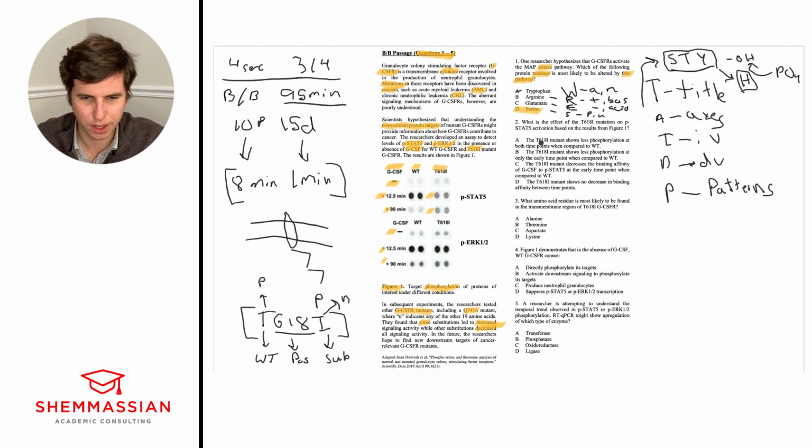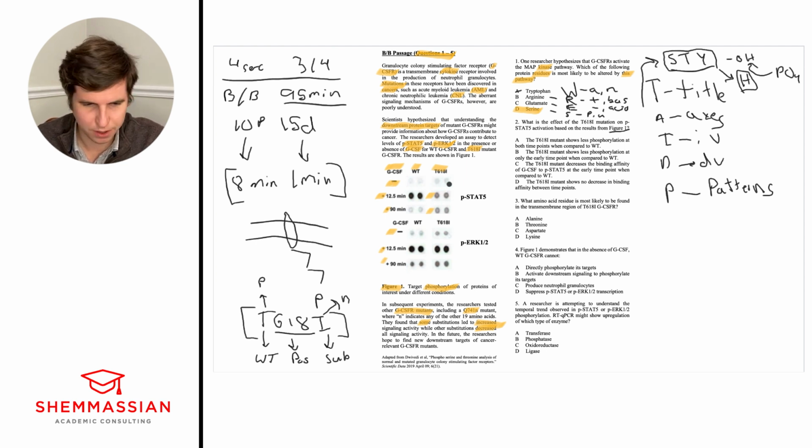Cool, pretty straightforward. Number two, what is the effect of the T618 mutation on pStat5 activation based on the results from figure 1? Okay, so we're going to look at figure 1. Let's look at the mutation on pStat5. What do we have going on here? We're looking at phosphorylation. We have our two trend points here. We kind of highlighted them there.